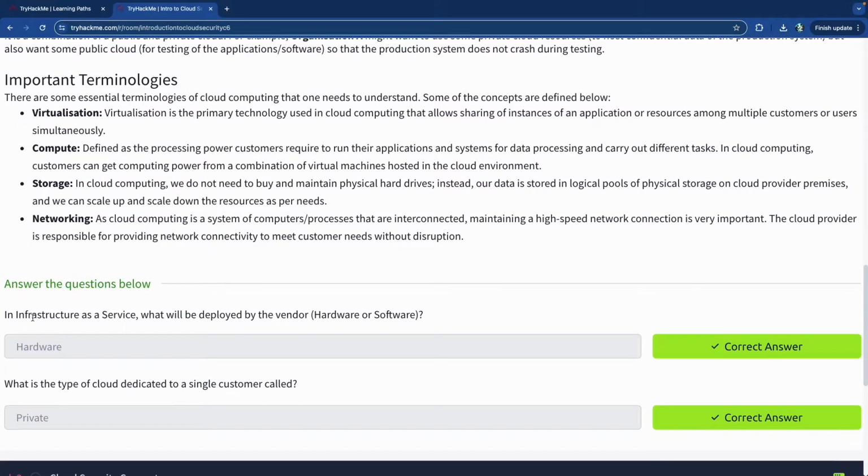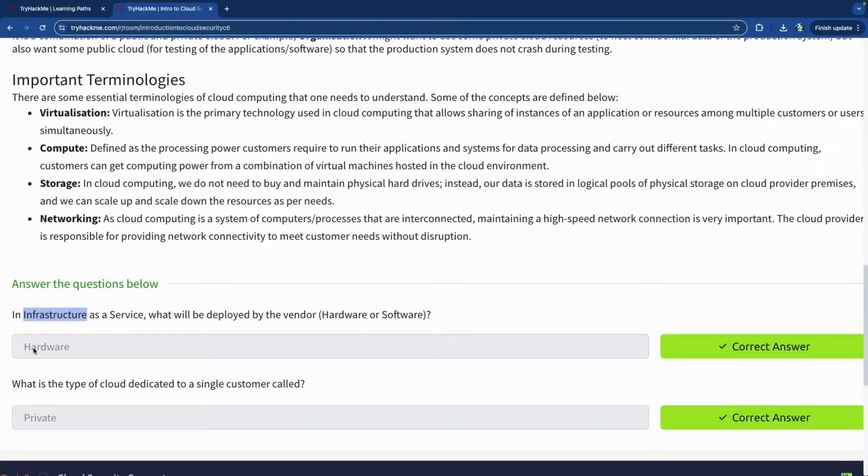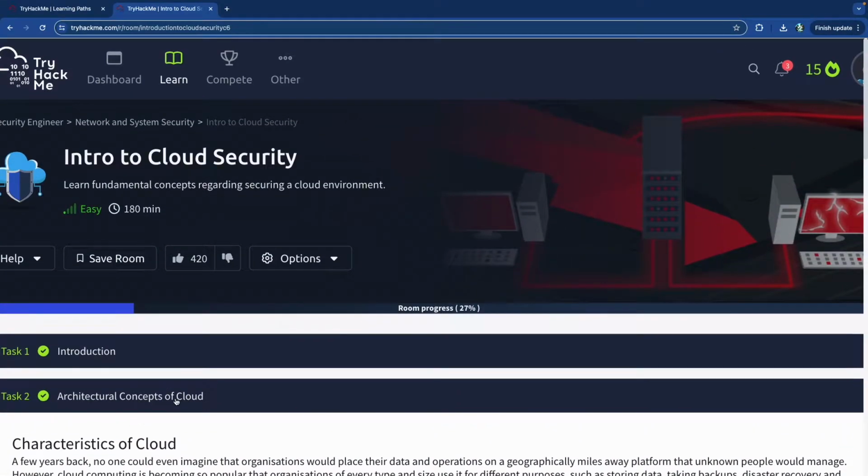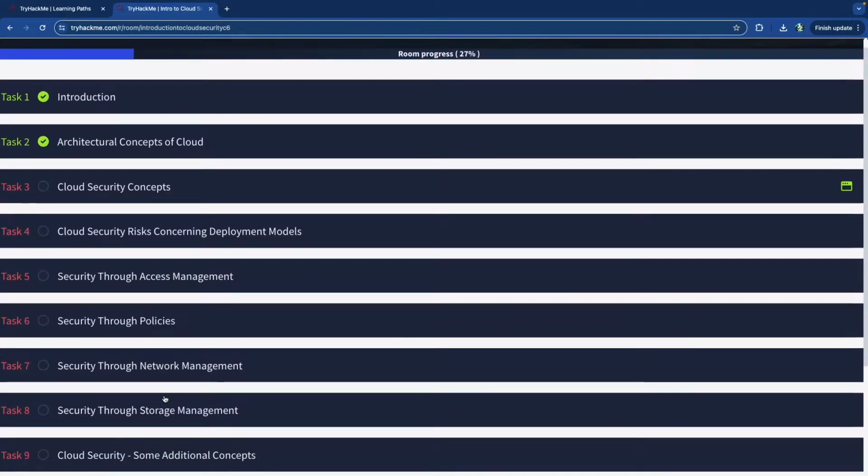So in infrastructure as a service, what will be deployed by the vendor, the hardware or the software? If we're talking about infrastructure, that refers to the physical stuff, which is the hardware. And then what is the type of cloud dedicated to a single customer? That is a private cloud. So we got all the stuff that we would need for architectural concepts.